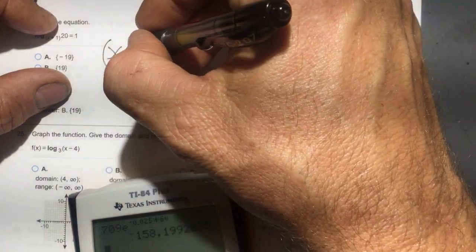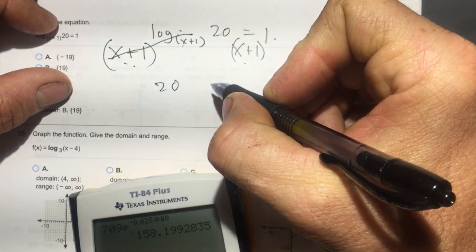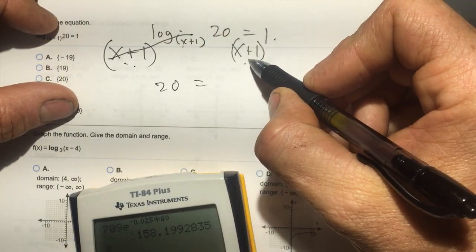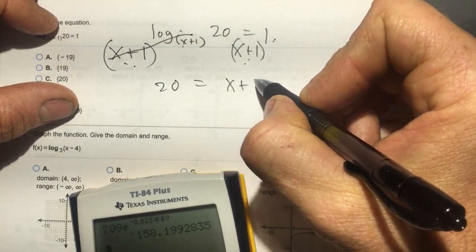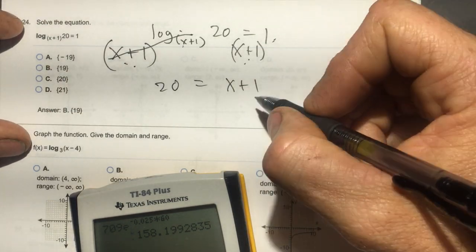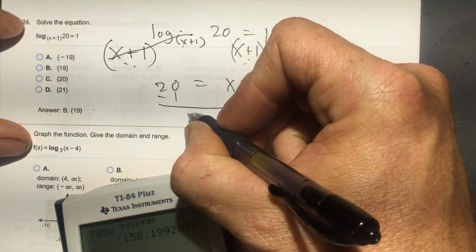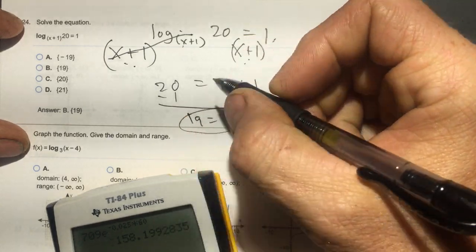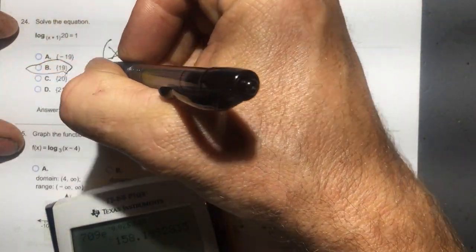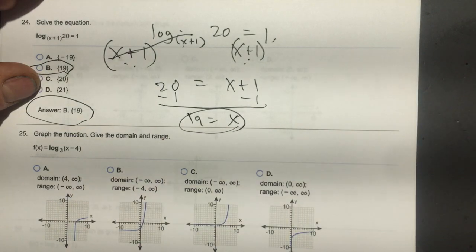Well, when I do this right here, these cancel, and I just have 20. Equals, when I do x plus 1 to the 1 power, that's just x plus 1. And now I subtract 1 on both sides, and I get 19. So it looks like B. All right.